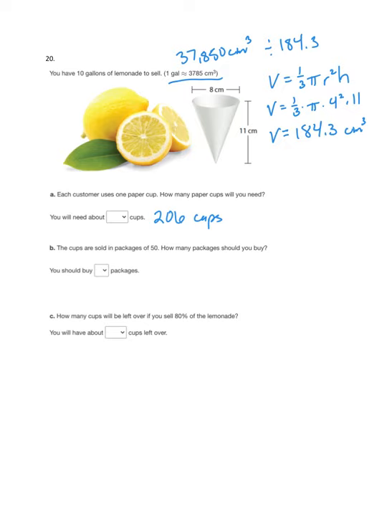If cups are sold in packages of 50, how many should I buy? So I can divide that by 50. Well, I get 4.1, but I better round up to 5 again because I don't want to waste any lemonade.